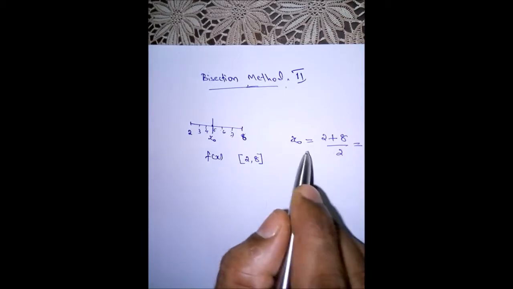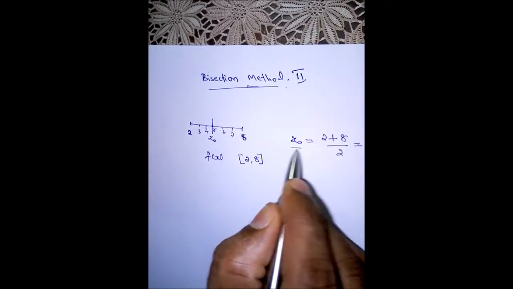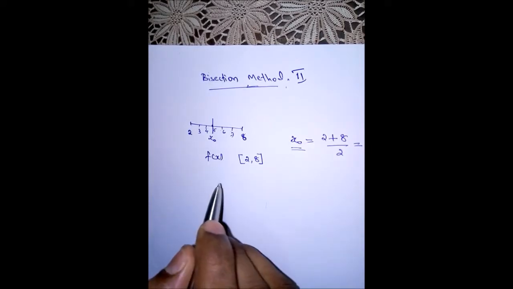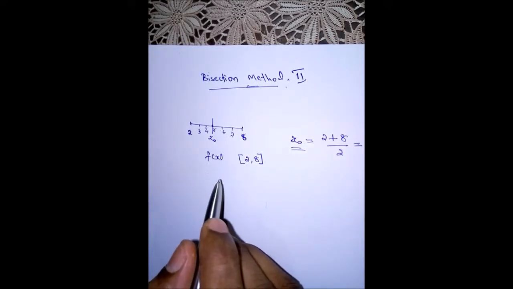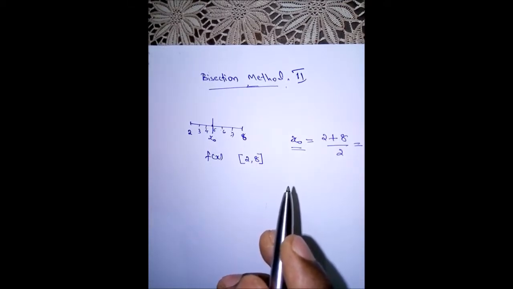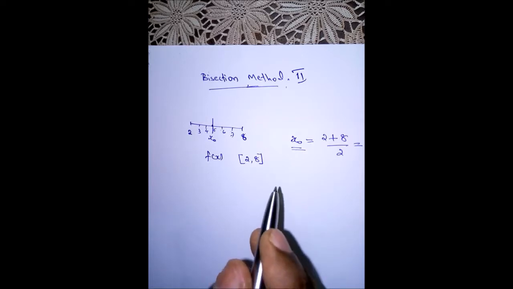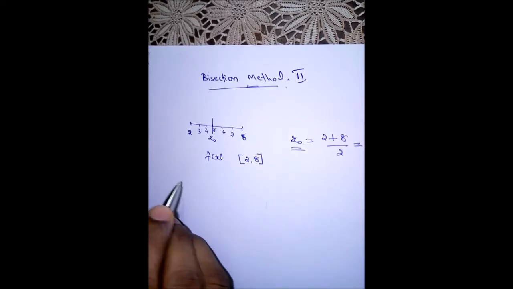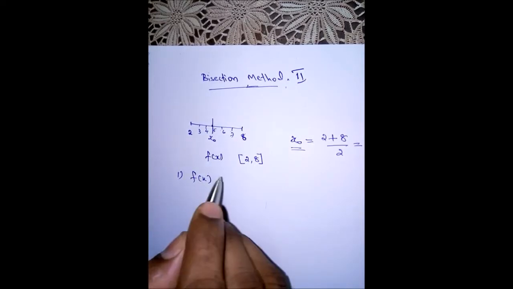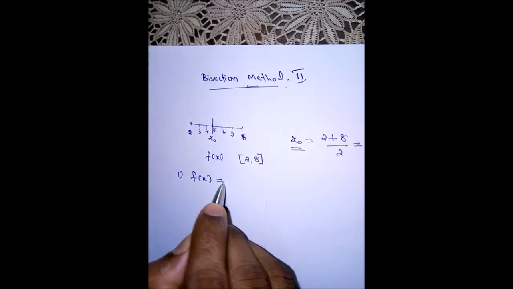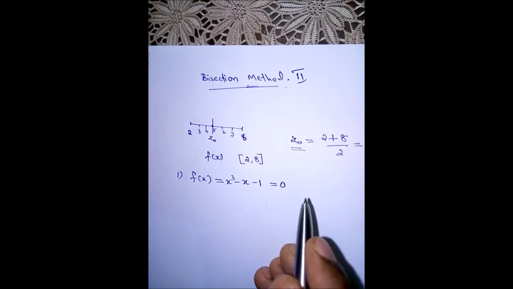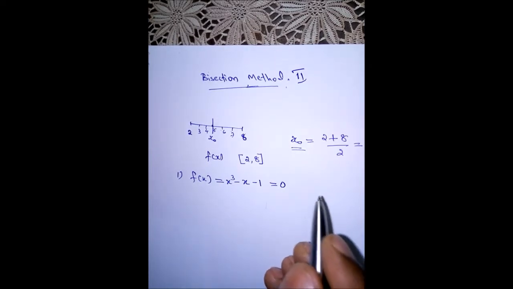And in the bisection method, now the new root is x0. Then, as you have seen in the previous video, we find f of x0 and see whether f of x0 is negative or positive. Depending on that, we decide the new root again. And here we are solving one problem. We have to find the root of the equation f of x equal to x cube minus x minus 1, which is equal to 0.